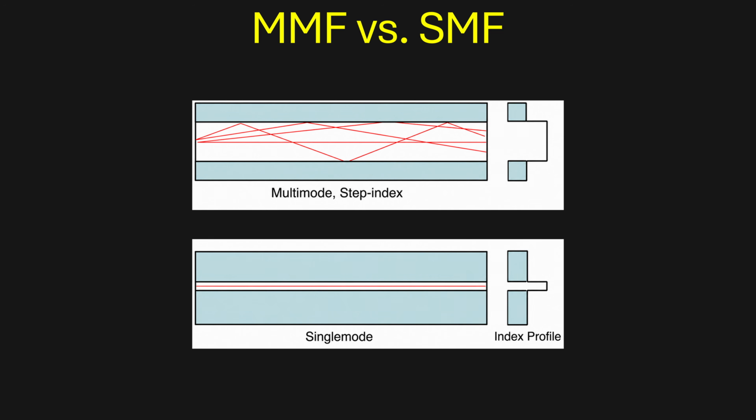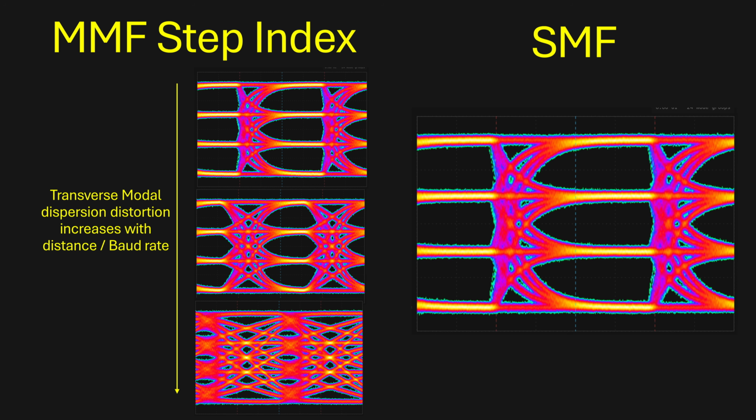In a step index multimode fiber, meaning the fiber has a consistent refractive index, the higher order modes will travel a longer distance than the first mode, which creates a delay in the arrival time between modes and stretches the transitions between levels. At some distance, this will make the MMF fiber unusable.